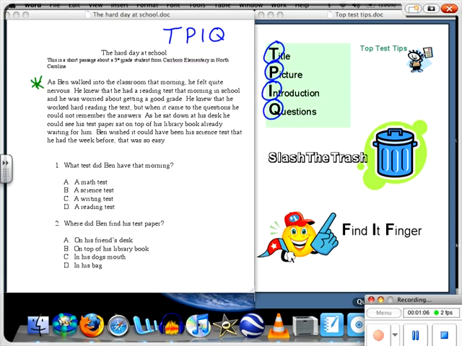So T, title. I've read the title, The Hard Day at School, so I cross my T out. P is picture. On this one there's no picture or diagram, so I'm going to cross it out. If there was a picture or diagram, I'd spend a minute or so studying that to get as much information as possible. Next part is I for the introduction. This is a part that's definitely missed by so many students, and yet the detail in here is quite important. So I've read my introduction, so I can cross that.